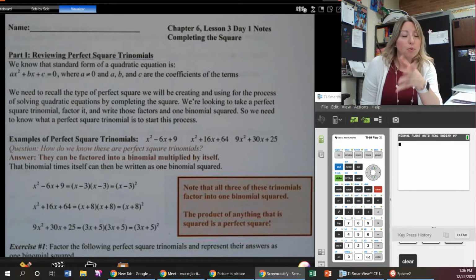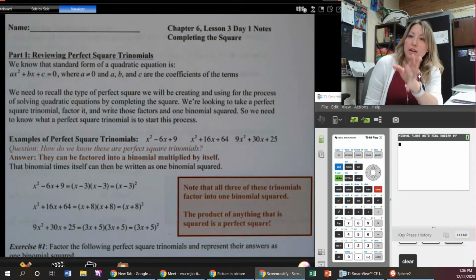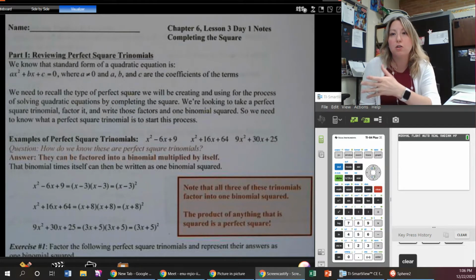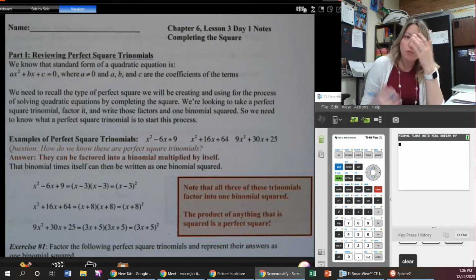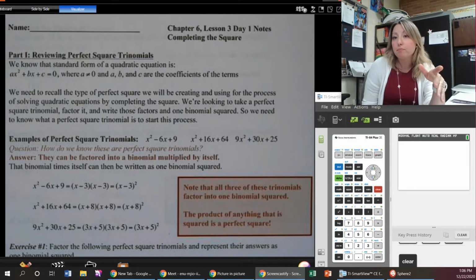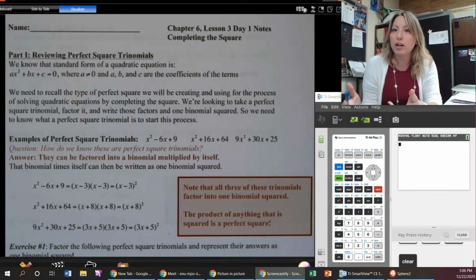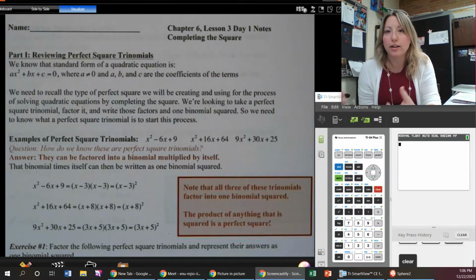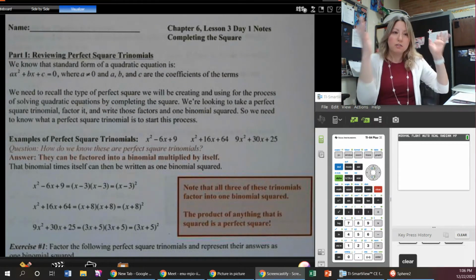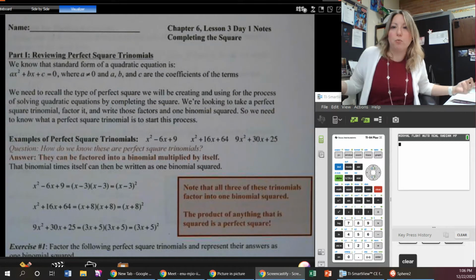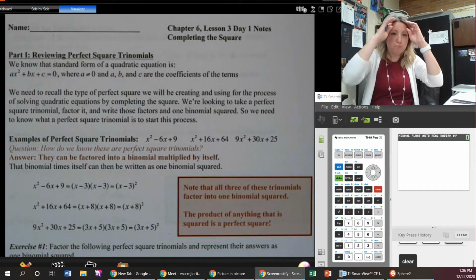Now, again, we know already that ax squared plus bx plus c equals 0 is standard form of a quadratic equation, where there has to be an a present. It might just be 1, but still there has to be 1 there for this to have an x squared involved, for this to be a quadratic equation. So that's the caveat I have to start with for every single one of these.